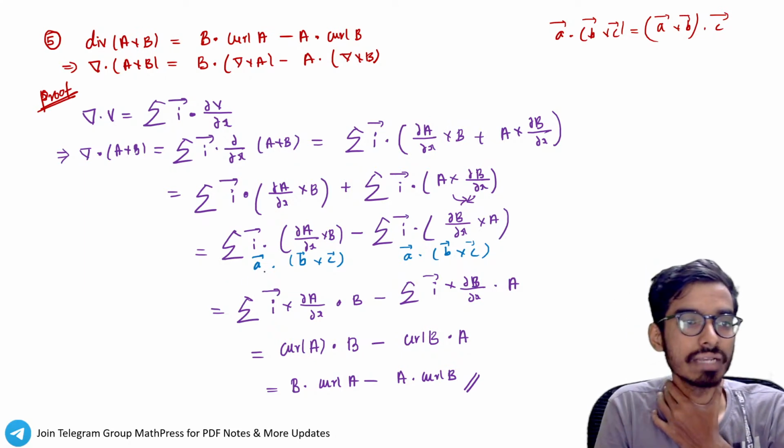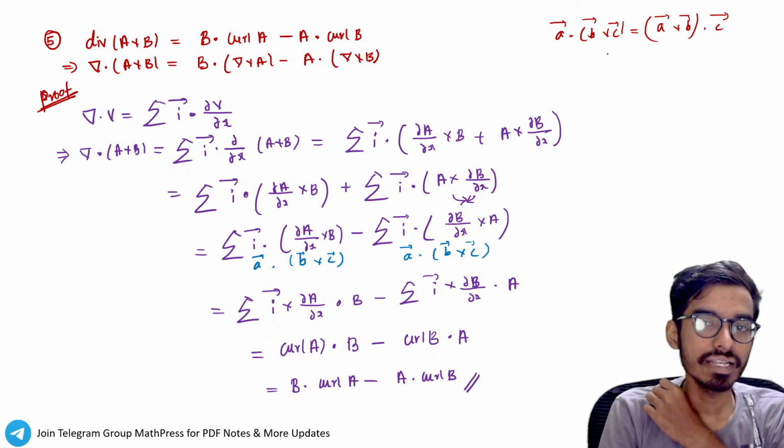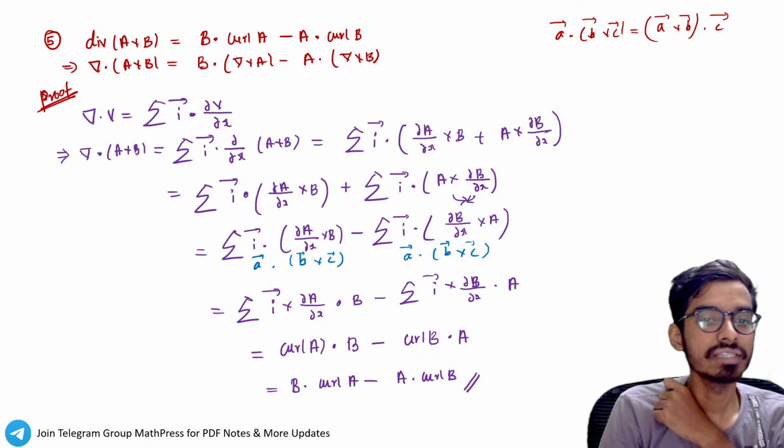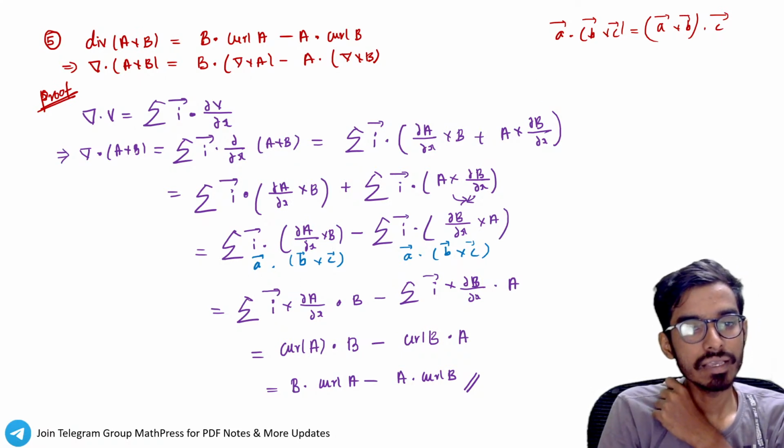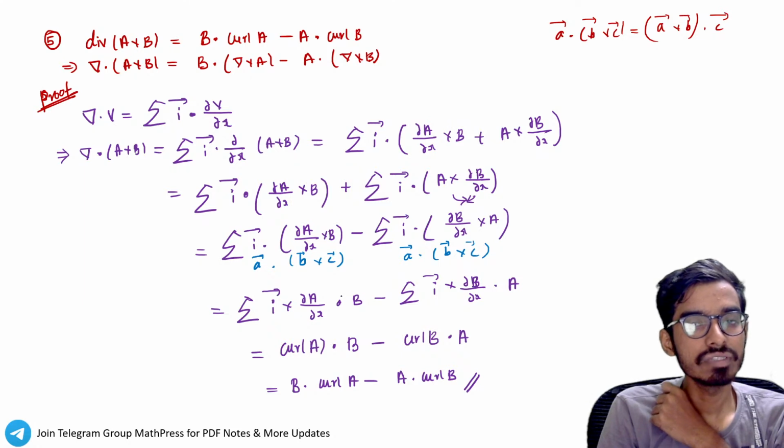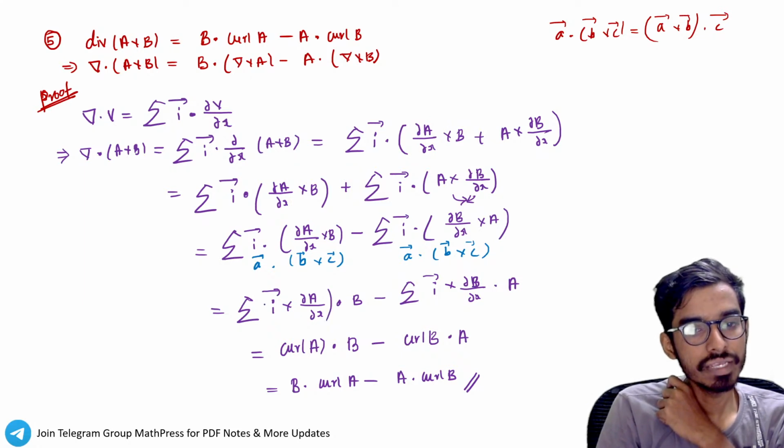Is it clear? So that is what I am saying. To understand, if you know these properties, A dot B cross C is A cross B dot C, then the problem is very easy, right? Okay.